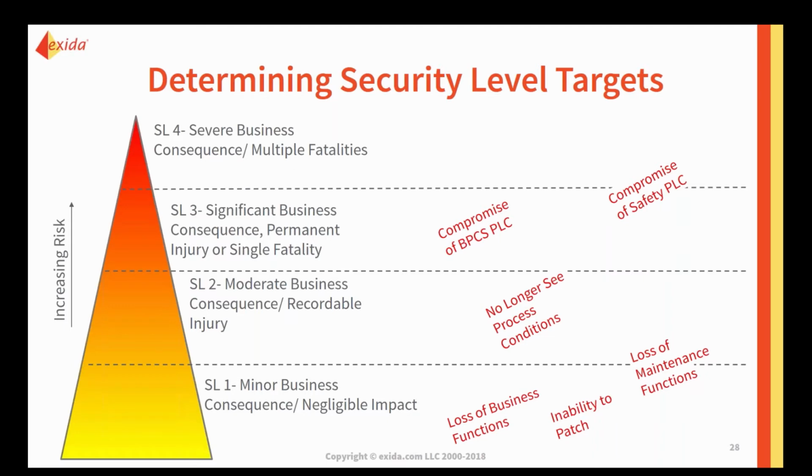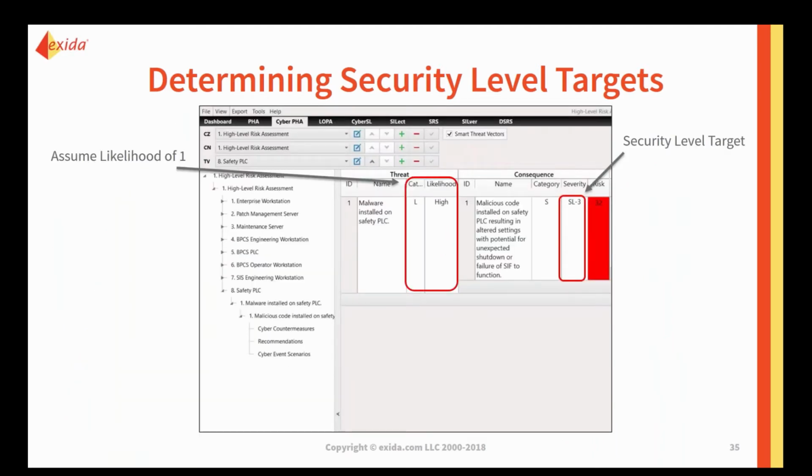When we look at documenting this in the exSILentia tool, we can define the likelihood. In our high-level risk assessment, we are going to assume a likelihood of 1, which is the high likelihood in the likelihood matrix that we are using. Then we can specify the severity of the event with a security level target. This helps us document, just off of the consequence severity, what security level we need to target for that system. And this will automatically generate a risk number, which gives us an understanding of how much cybersecurity risk reduction is going to be needed.